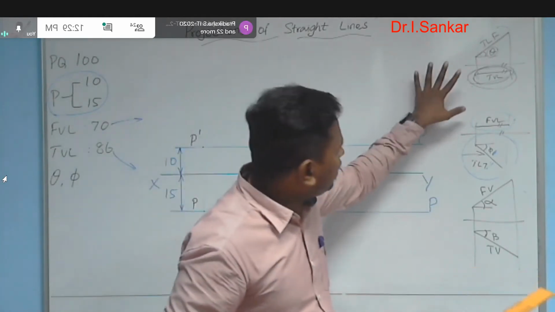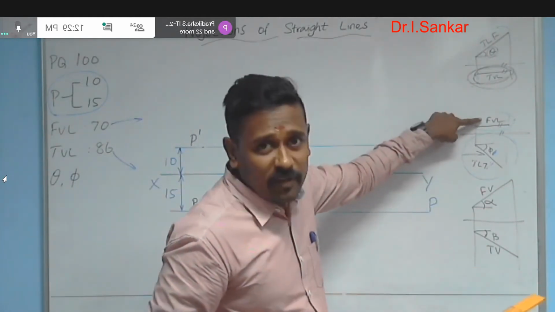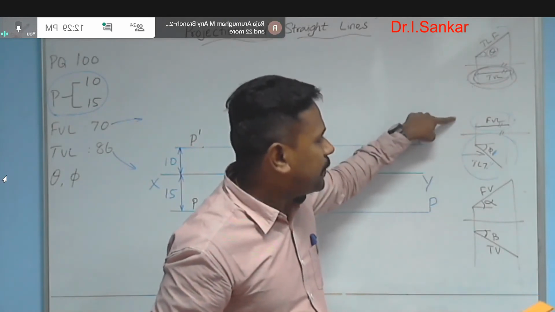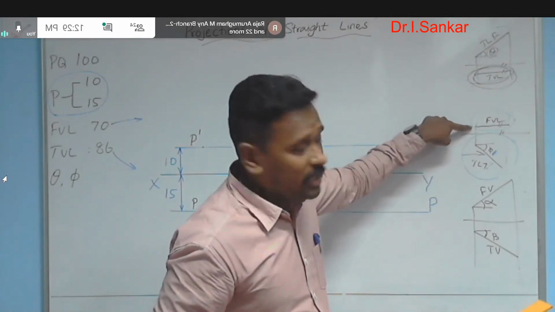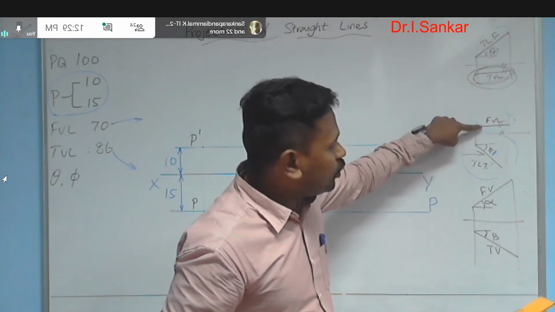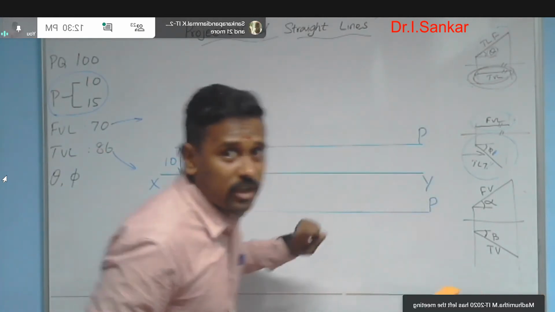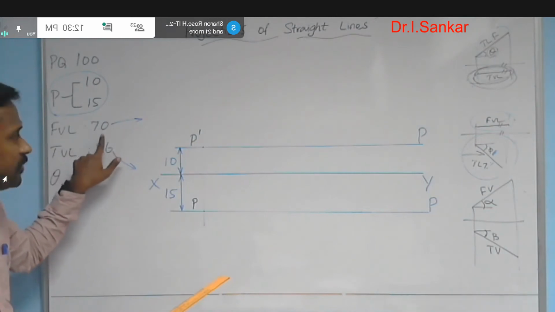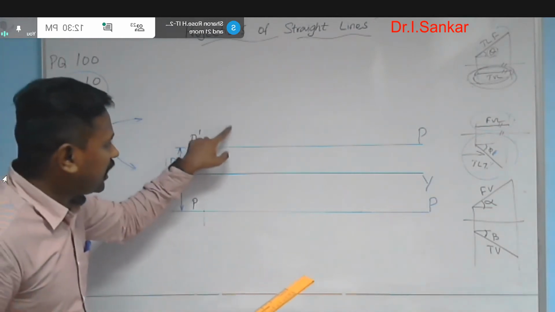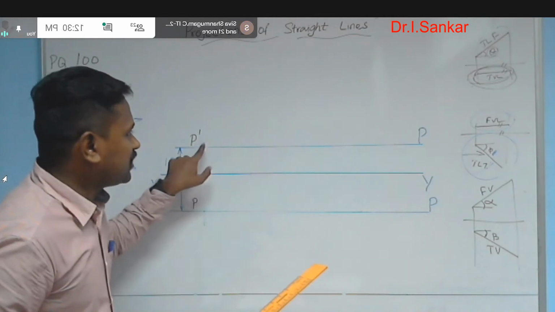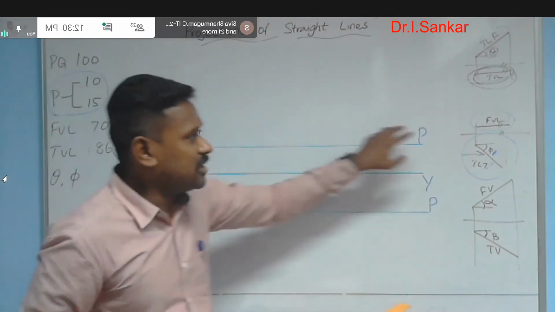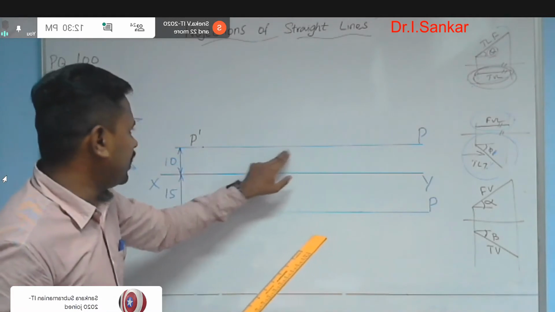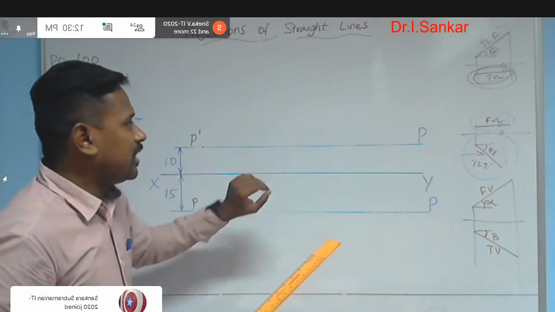See here, where is FVL? Here it is. The front view length line needs to be located in the front view area in the locus of P, and that should be parallel to the XY line. Okay, parallel to the XY line. So the front view length measures 70 mm. That 70 mm length line can be located here. I am saying this based on the template only. So here you need to locate the 70 mm front view length line in the locus of P.